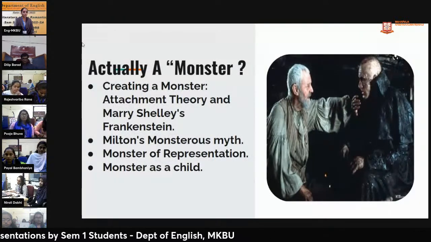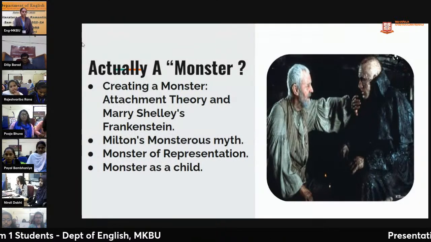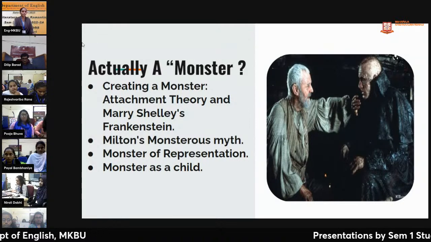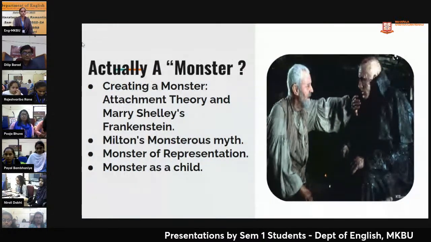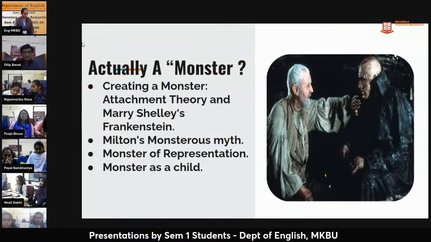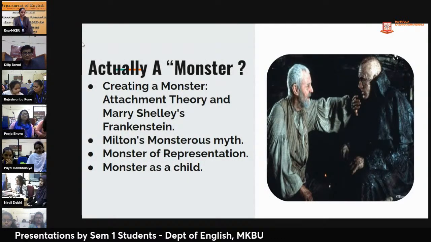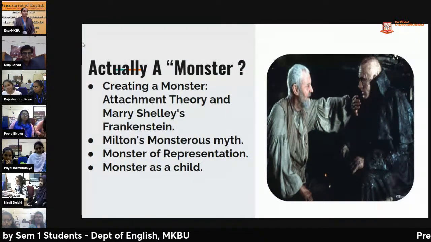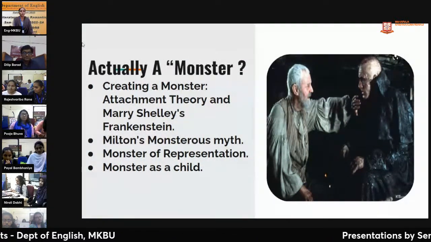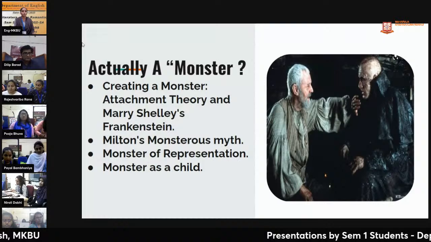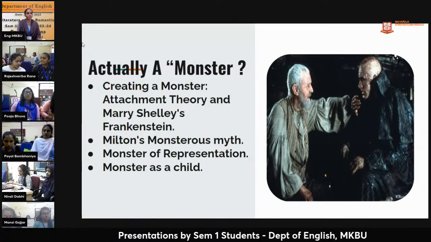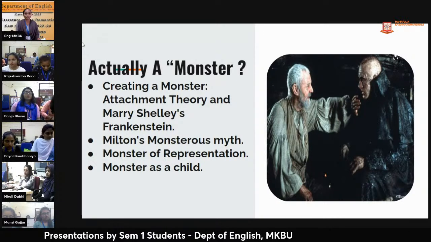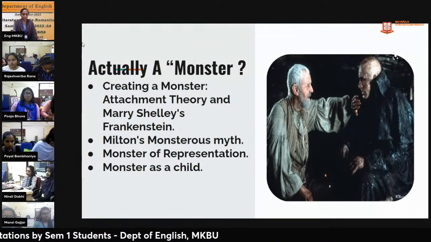Actually, a monster. As I explained, he was not a monster by his looks only, rather he was created a monster. Milton's monster is myth: evil, then be thou my good. Whenever there was no option, when society and his own master rejected him, he thought that only I should take revenge and go for my right.